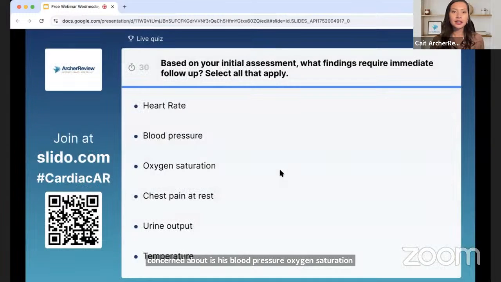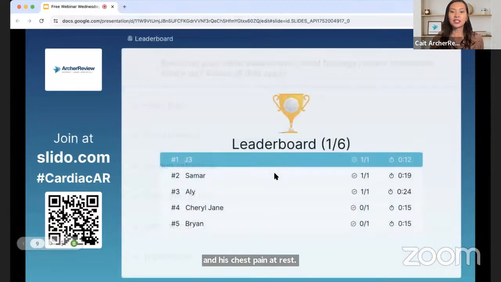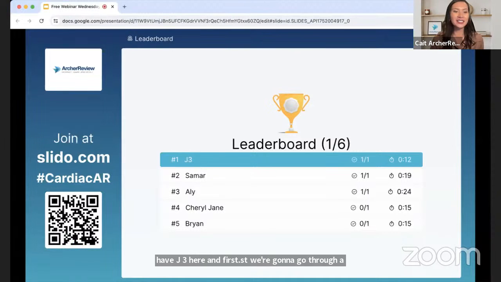Now, I'm sorry. Just to go back here, this is our leaderboard, and we have J3 here in first. We're going to go through a couple Slido questions, and we'll see who comes up at the top at the end.